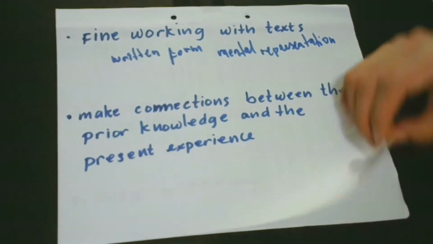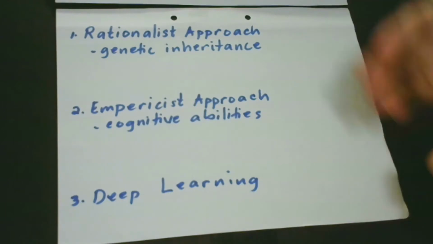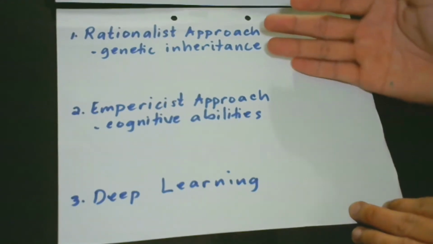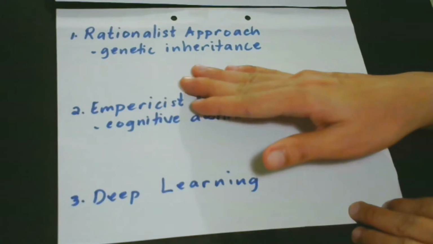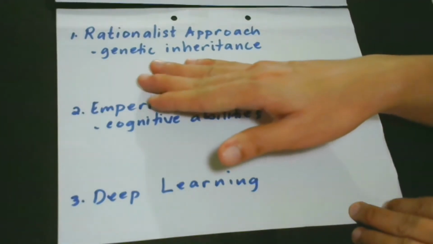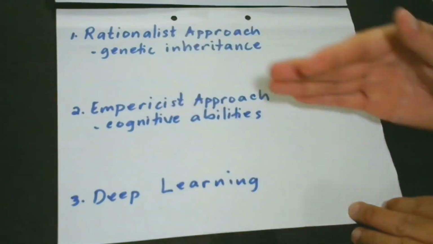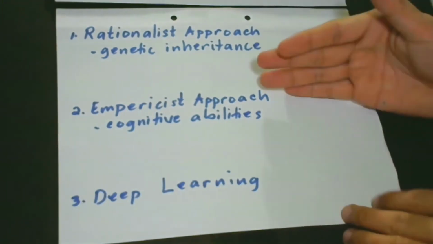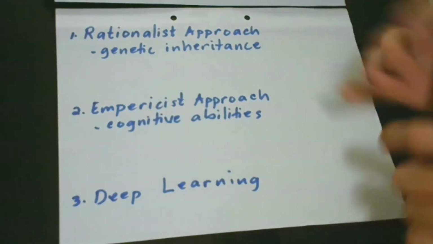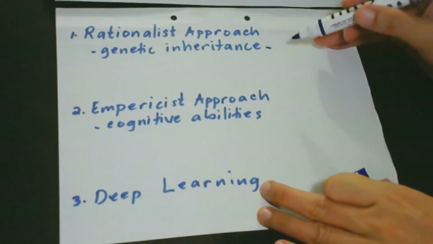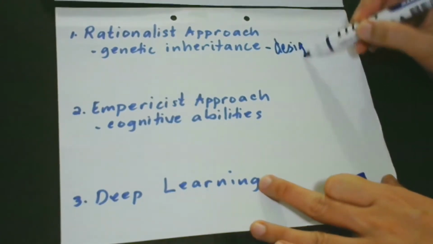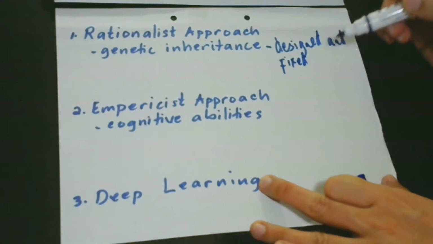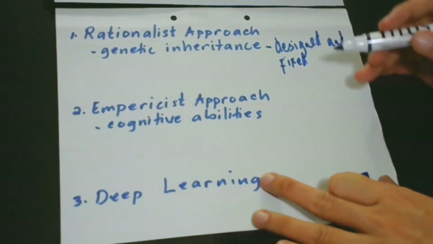So let's first have the first approach, which is the rationalist approach. What is this approach all about? This kind of approach emphasizes the idea of genetic inheritance. I'm sure everybody knows what genetic is, from the word genes, of course. It means that a significant part of the knowledge of the human brain is already designed and fixed while a human being is developing inside the womb. Let me write that. It has something to do with being designed and fixed. That means while you and I were developing in our mother's womb, our brain is already designed.